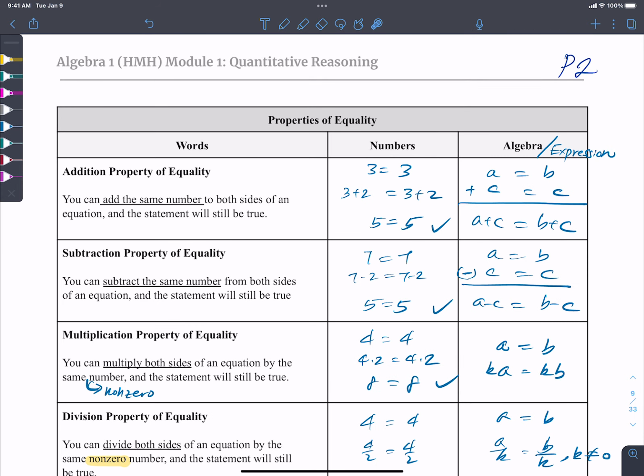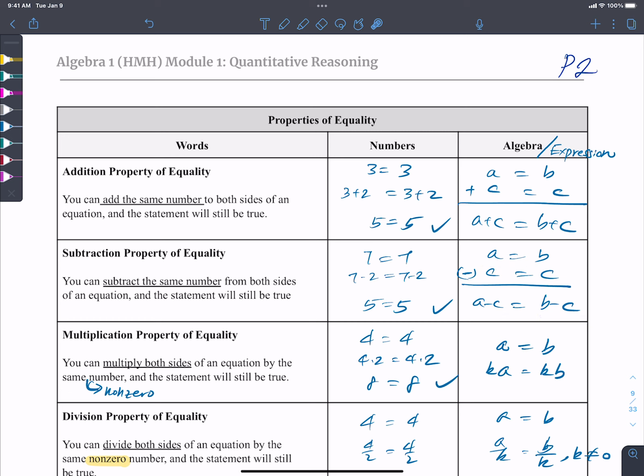And same thing goes with subtraction. If 7 is equal to 7, you can subtract, for example, 2 from both sides. You'll end up with 5 equal to 5. Check. That's absolutely correct. And then if you have A equal to B, whatever that may be, right, you're allowed to subtract the same amount. So A minus C, therefore, is equal to B minus C, as long as we know that A is equal to B. That's the premise here, guys.